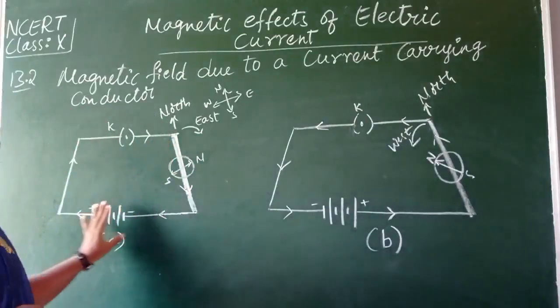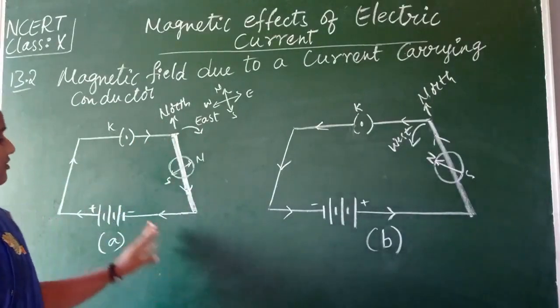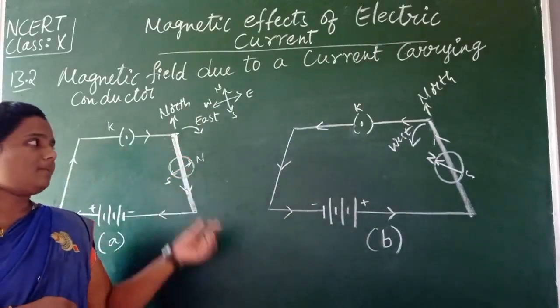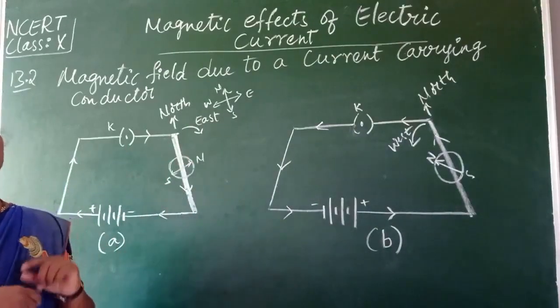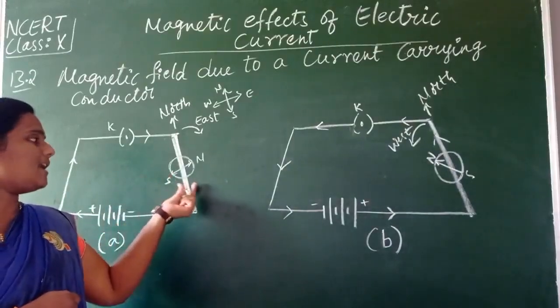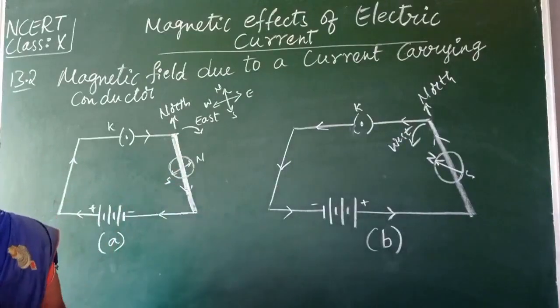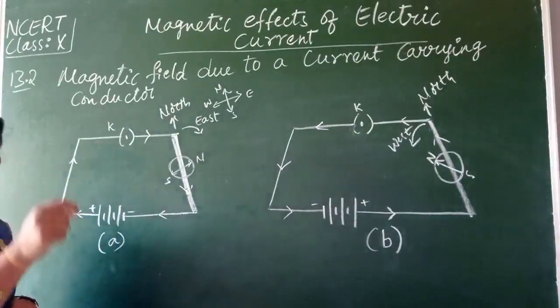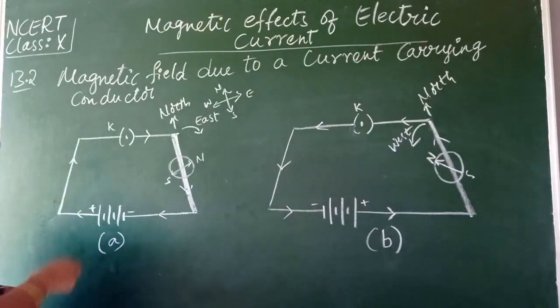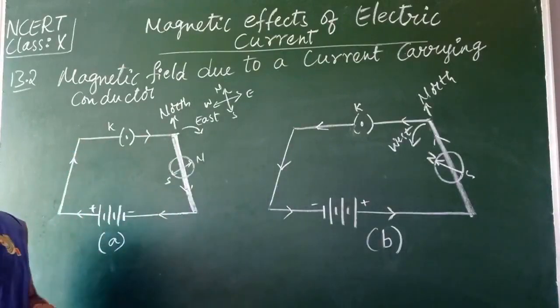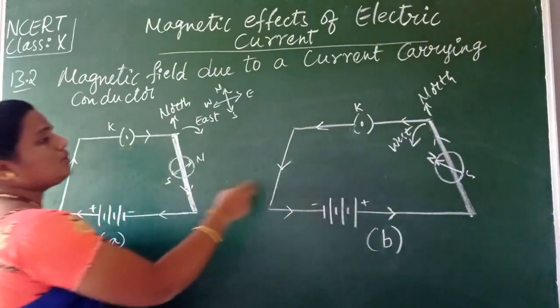Here we need to take 2 to 3 cells, children, each of them having 1.5 volts, a plug key and a copper wire, a long straight copper wire we need to use. And a compass has to be placed parallel to and over the copper wire. Now what we have to do, we have to plug the key. See children, when we close the plug, what happens? The current starts flowing in the circuit because it has now become a closed path, isn't it children? The current starts moving.